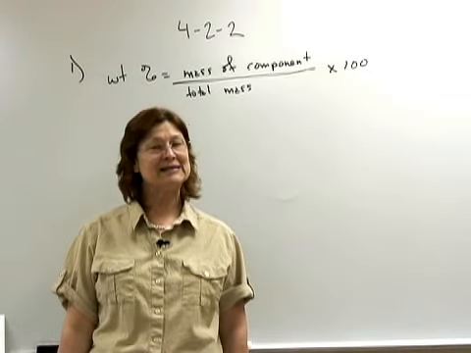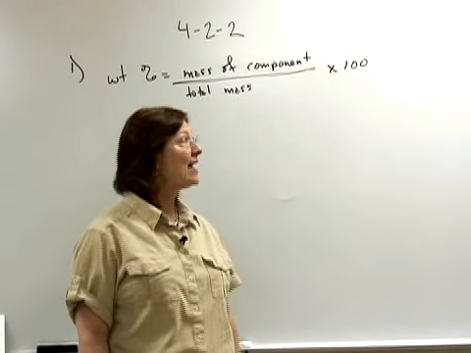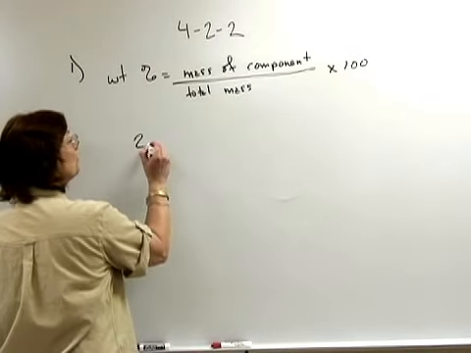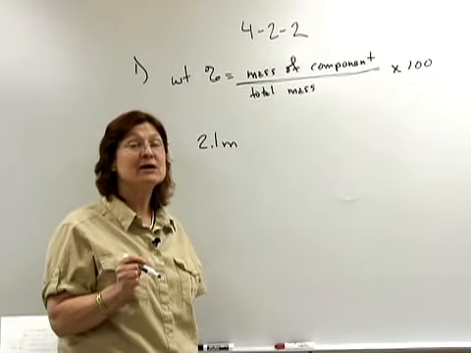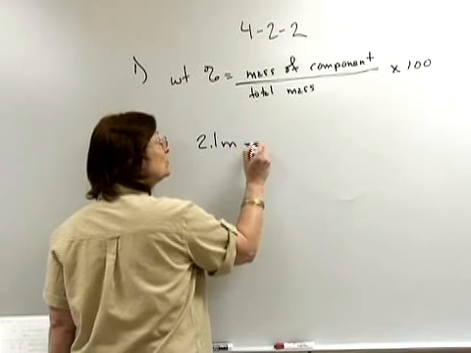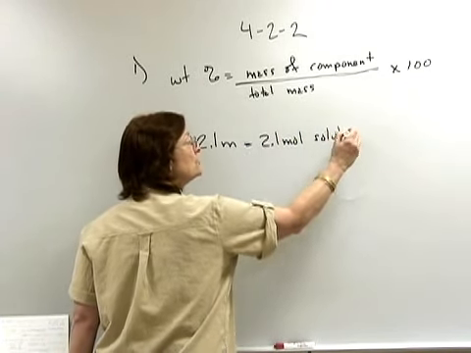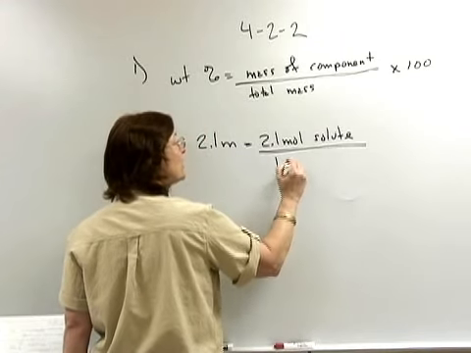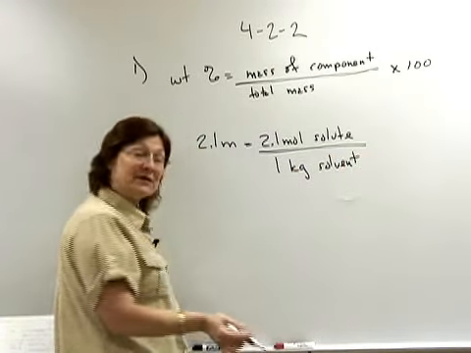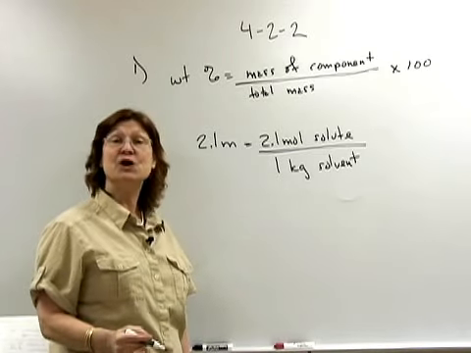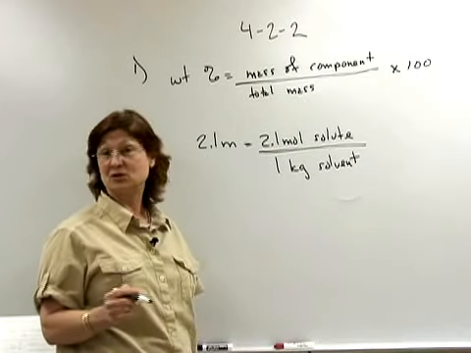Number 1 is asking for the weight percent of aluminum sulfate. And therefore, when I write 2.1 molal, the very first thing I need to write here is that this equals 2.1 moles of the solute divided by 1 kilogram of solvent. Therefore, this value has given me everything I need to know in order to solve this problem. Well, my solute is the aluminum sulfate.